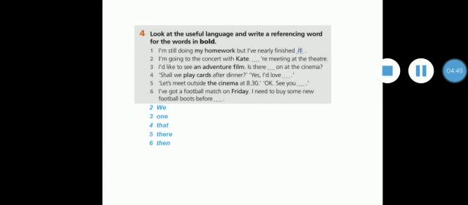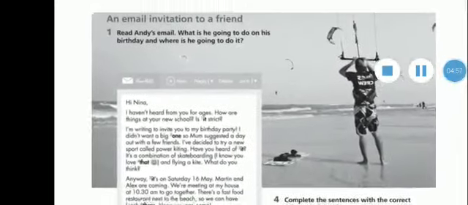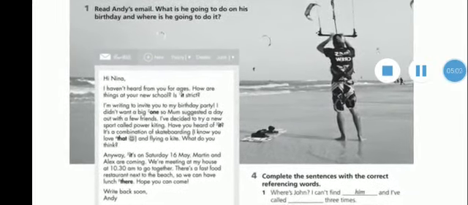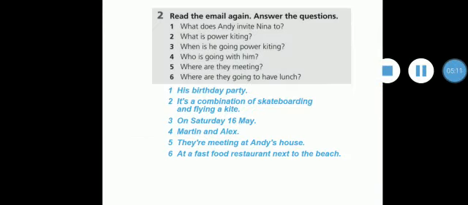In the workbook, we have another model of an email invitation to a friend. Read Andy's email. What is he going to do on his birthday, and where is he going to do it? He's going to try a new sport called power kiting at the beach. Question number two. Read the email again. Answer the questions. Number one. What does Andy invite Nina to? Andy invites Nina to his birthday party.